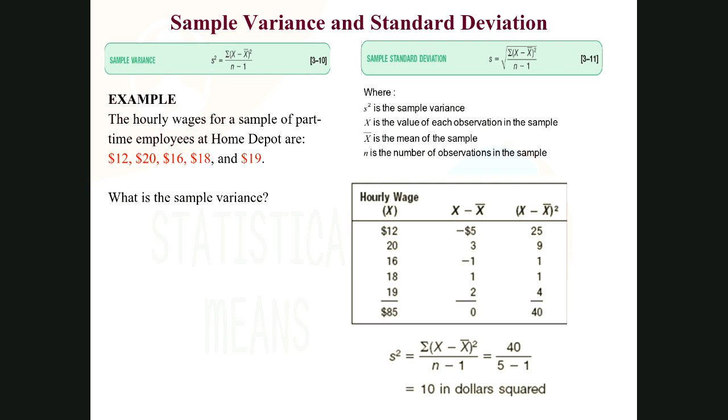The variance here, S squared, equals 40 divided by 4, which is 10 dollars squared. That's the variance. And if we take the square root of the 10, we get 3.33 something repeated, and that's your standard deviation. All right, relatively straightforward calculations.